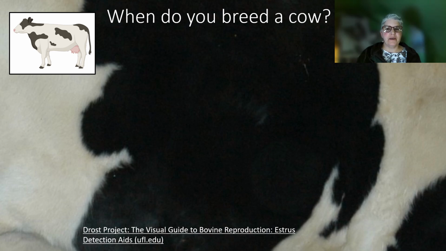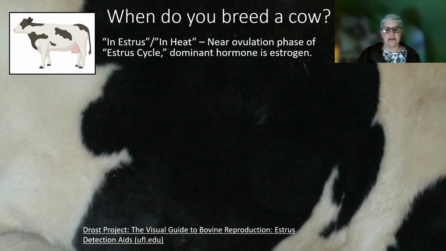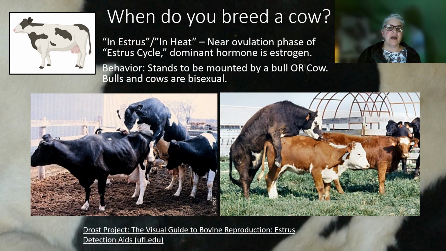You have bull semen and you want to breed your cow, but you have to breed your cow when it is in estrus or in heat. This means they're near the ovulation phase of the estrus cycle. They have a follicle in their ovary producing estrogen, getting ready to ovulate. The dominant hormone from that follicle is estrogen, and that's going to control the cow's behavior.